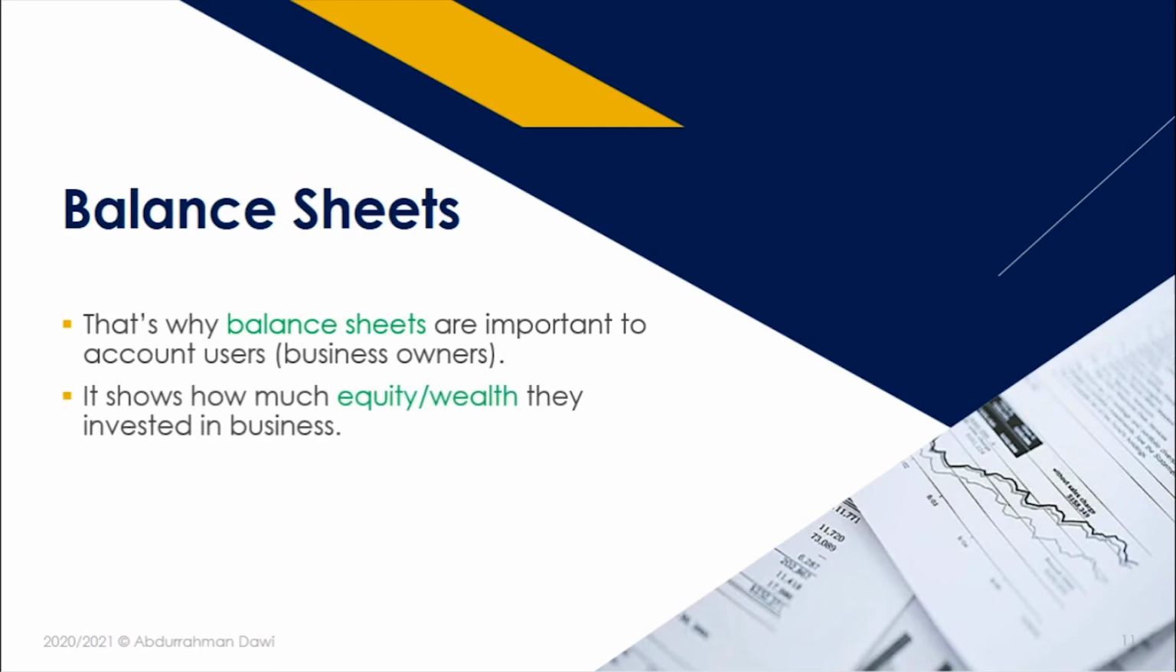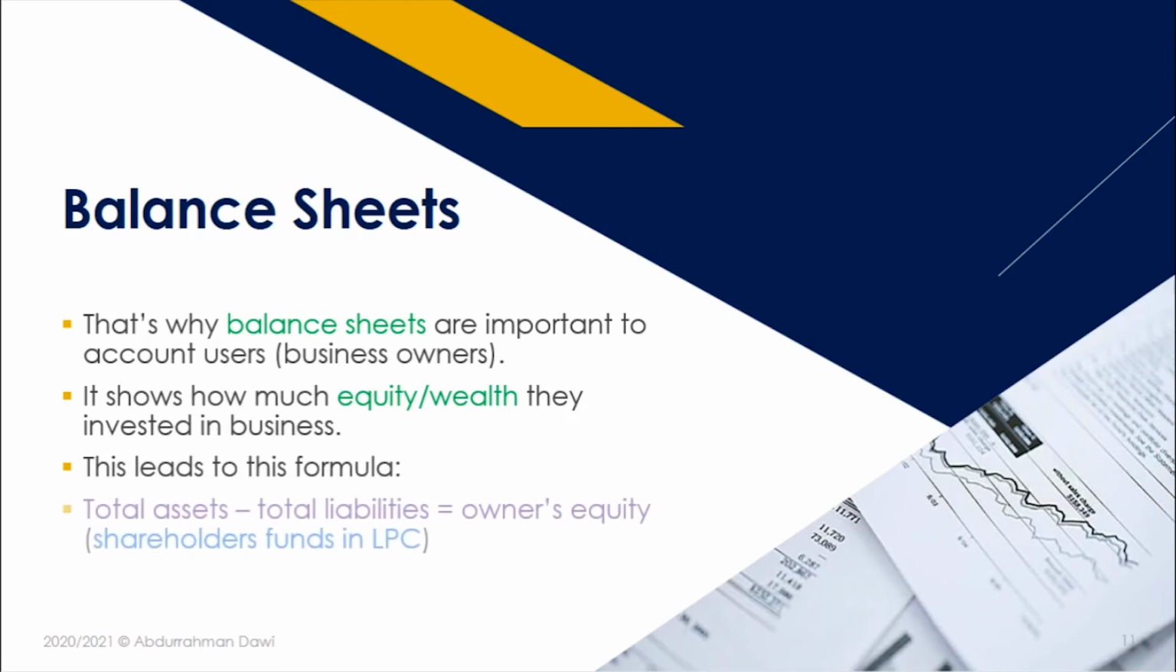It shows how wealthy they are, or what the business is worth as a value. Mathematically, it leads to a formula explained here. The total assets of any business, when we subtract the total liabilities from it, we reach the owner's equity, or what we call the shareholders' funds in a private limited company, referred to as an LTD.